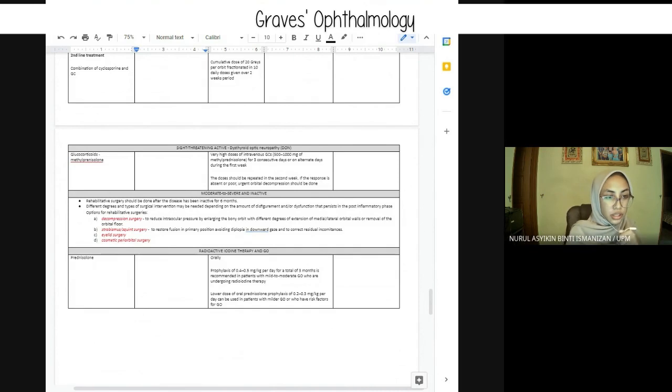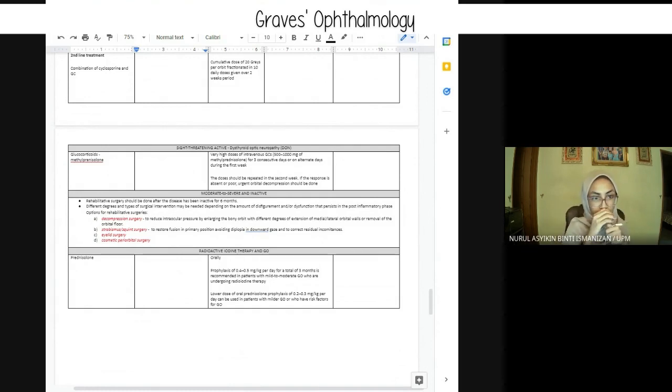The first is decompression surgery to reduce intraocular pressure, expanding the bony orbit with different degrees of extension of the medial and lateral orbital wall, or removal of the orbital fat. And then the second option is strabismus or squint surgery, which is to restore fusion in the primary position, avoiding diplopia in downward gaze and correcting residual incompetence. Then there are the other two, eyelid surgery and also orbital surgery.